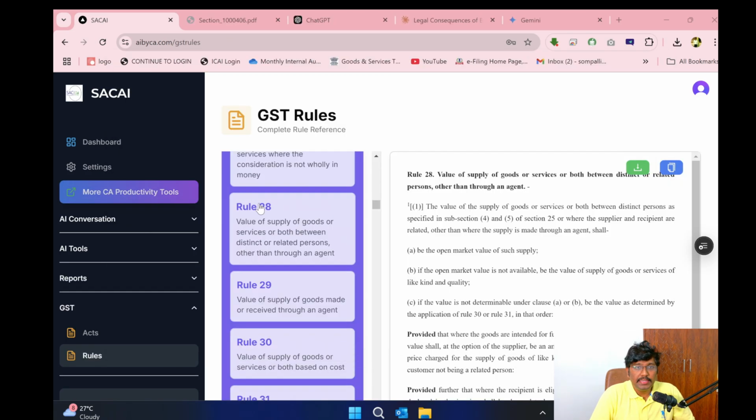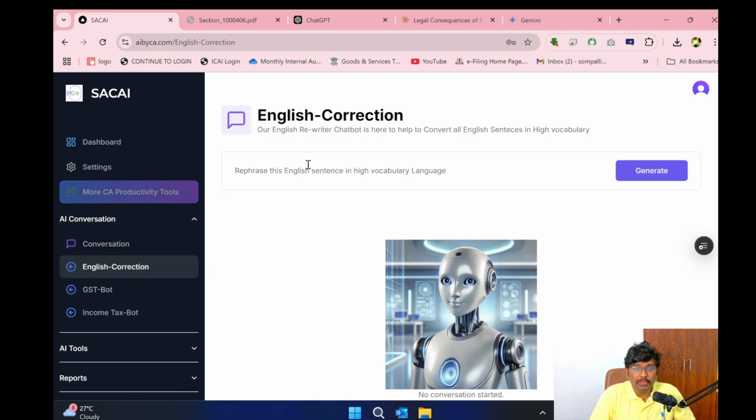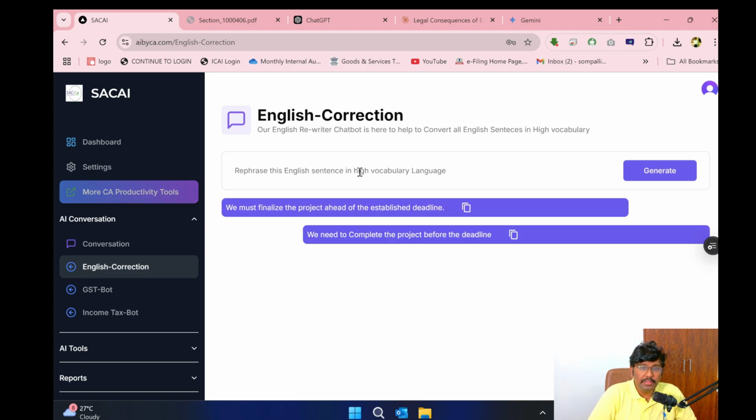So now let us discuss about the AI conversion. There is a new English correction column, where this tool is primarily helpful for you to recorrect sentences with high vocabulary language. Okay, let's say we need to complete the project before the deadline. Let us see how AIByCA has given this information. We must finalize the project ahead of the established deadline. See, this one is given with high vocabulary language. So let's discuss that.